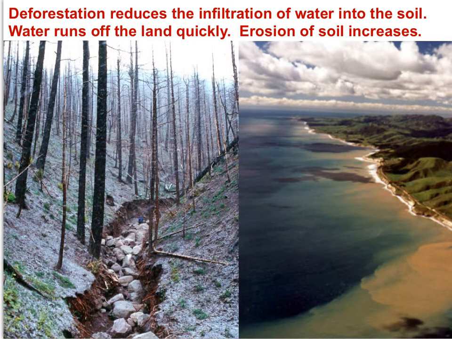Deforestation reduces the infiltration of water into the soil. Water runs off the land quickly, and the erosion of soil increases. In the photo on the left, the burned forest results in rapid water runoff into the gully, increasing the rate at which the gully is eroded. Notice how the water erosion has gouged the gully deeper. Increased rates of runoff muddies rivers, resulting in an increased flow of sediment to where the rivers meet the oceans, seen in the image on the right.